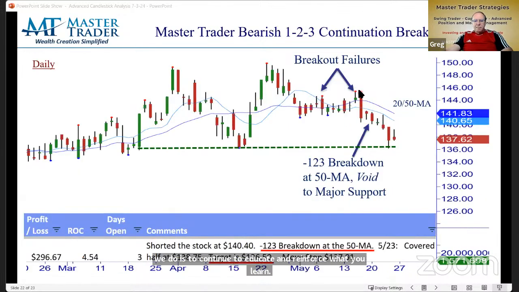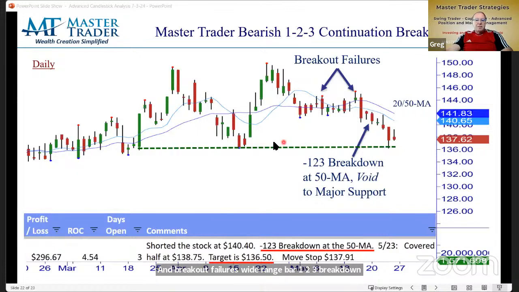And breakout failures, wide range bar, 1, 2, 3, breakdown area. Once it comes here, there are going to be buyers. We'll see what it does. Maybe it keeps breaking down.